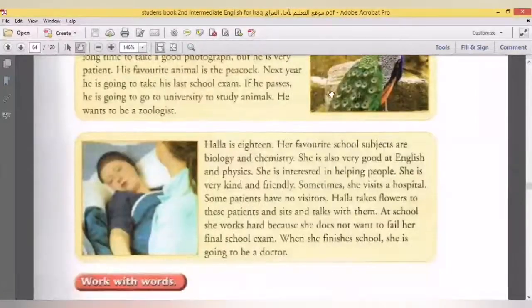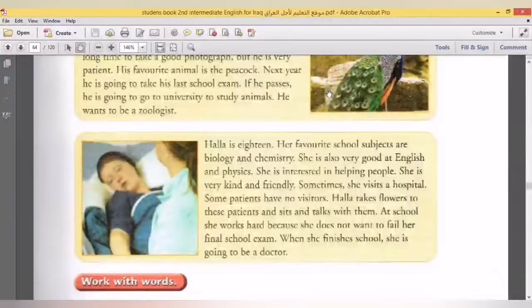Hala is 18. Her favorite school subjects are biology and chemistry. She is also very good at English and physics. She is interested in helping people. She is very kind and friendly. Sometimes she visits the hospital. Some patients have no visitors. Hala takes flowers to these patients and sits and talks with them. At school, she works hard because she does not want to fail her final school exam. When she finishes school, she is going to be a doctor.